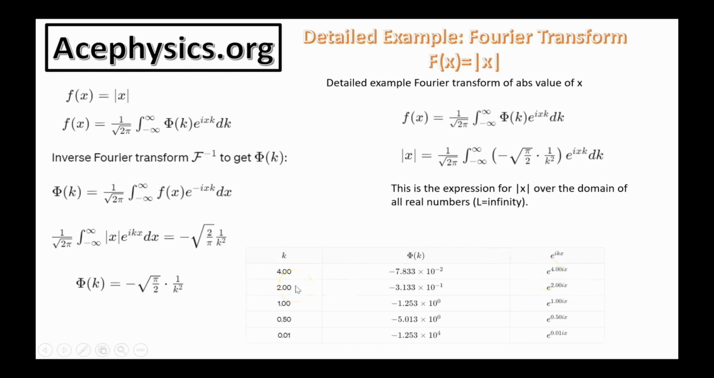When k is 2, the complex exponential is e to the i 2x, and then there's more. You can see phi is a larger number, so there's more of that complex exponential in the sum than there was for k equals 4. These phi of k are related to the weighting of the complex exponential with wave vector k in the exponent. This is the whole thing. The integral is a sum. These are the complex exponentials, and these are the weighting factors for each complex exponential with wave vector k.